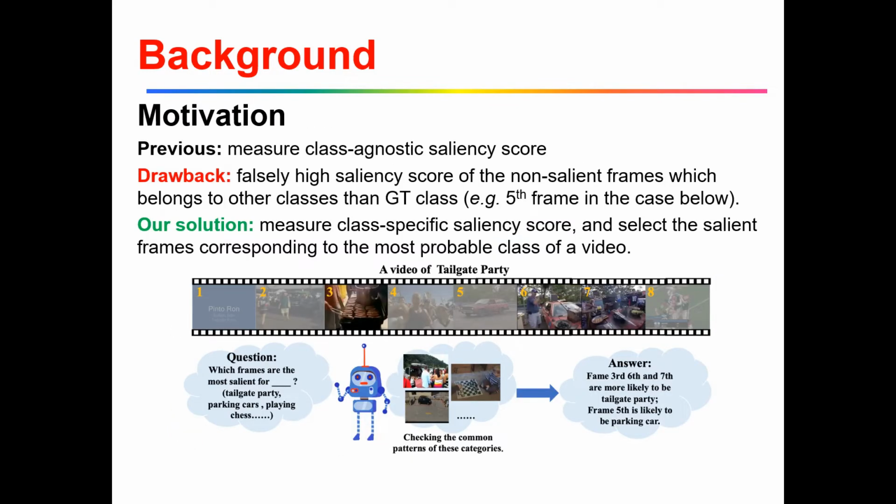Previous methods typically measure class-agnostic saliency scores. However, this leads to falsely high scores for the non-salient frames, which belong to classes other than the ground truth class. We propose to measure class-specific saliency scores and select salient frames corresponding to the most probable class of the video.